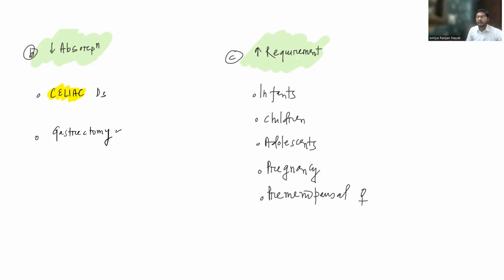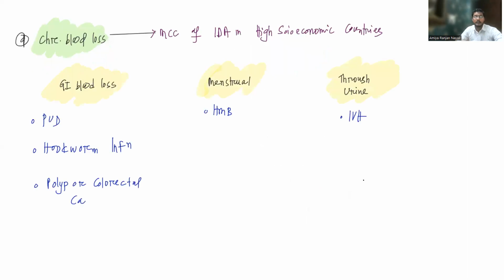There are certain groups of people who have increased requirement for iron, like the growing infants, children, and adolescents, pregnancy, and also the premenopausal females, because they will have menstrual blood flow. So all these groups of people will have increased requirement. If the supply is not enough, they will develop iron deficiency.